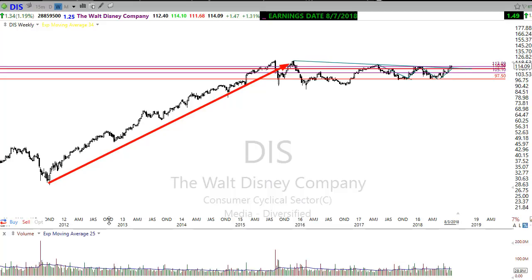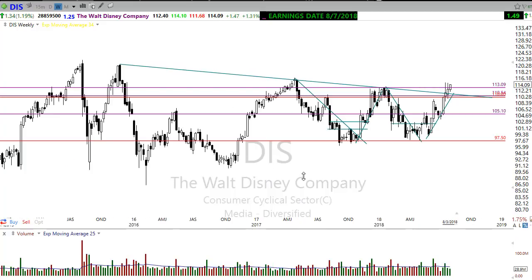I made a lot of money on Disney, so I kind of have a thing for it. And I've been watching and waiting for this trade to maybe come back around for a long time. So if you look at this chart, you can see that I've marked the downtrend here. See my downtrend? I've marked that downtrend on this chart.